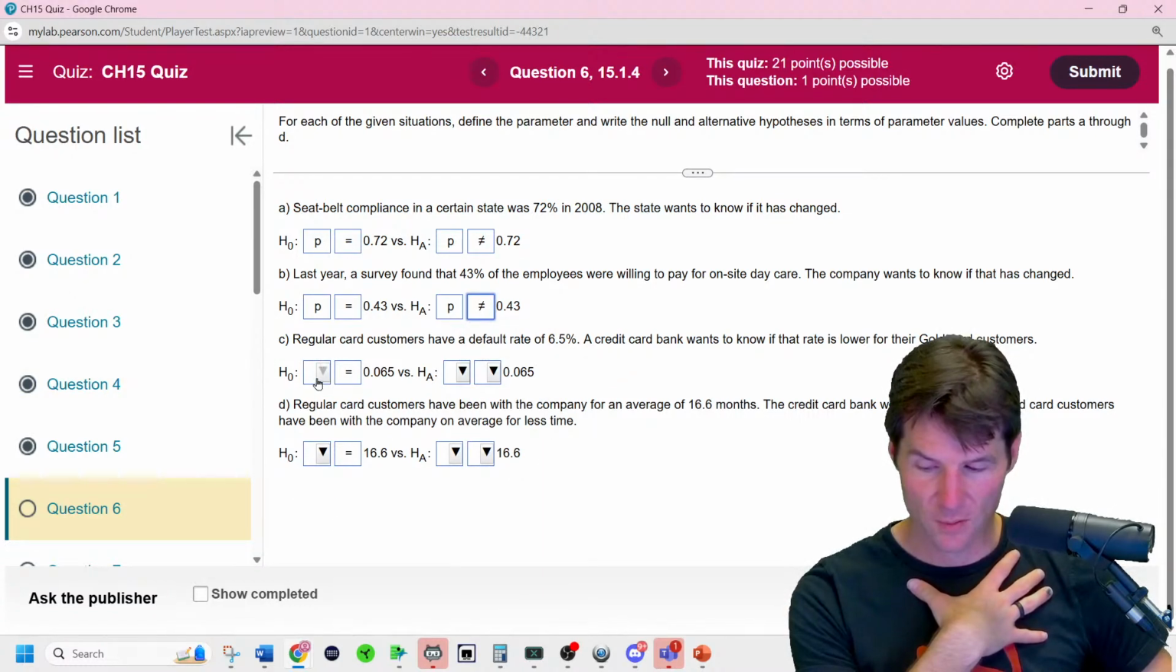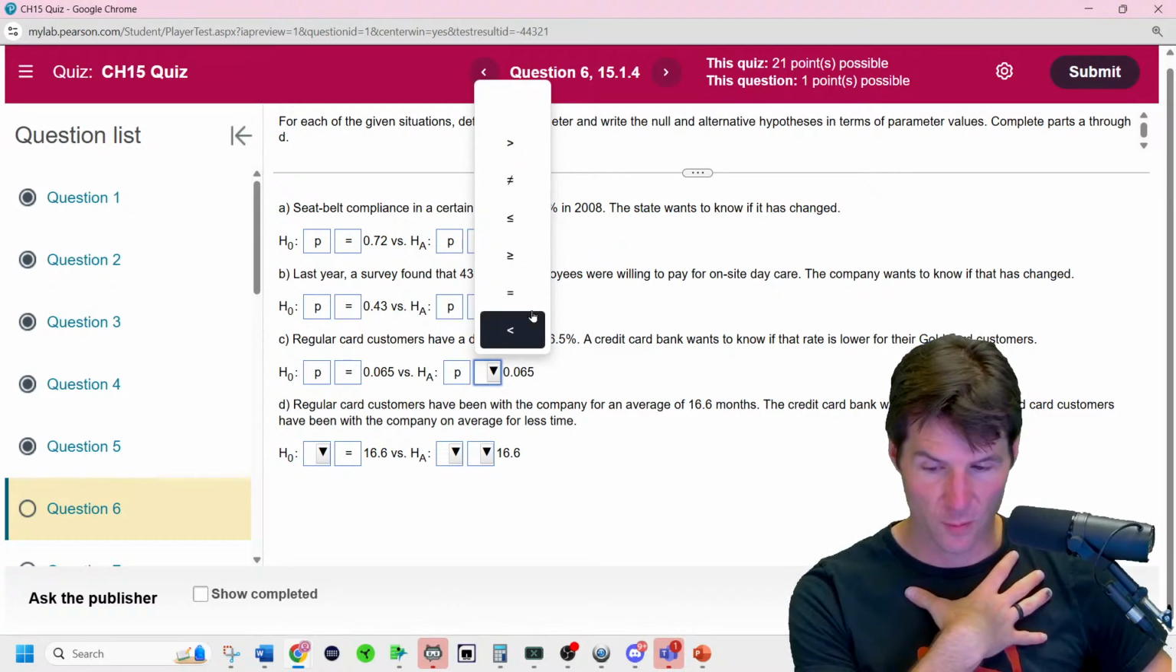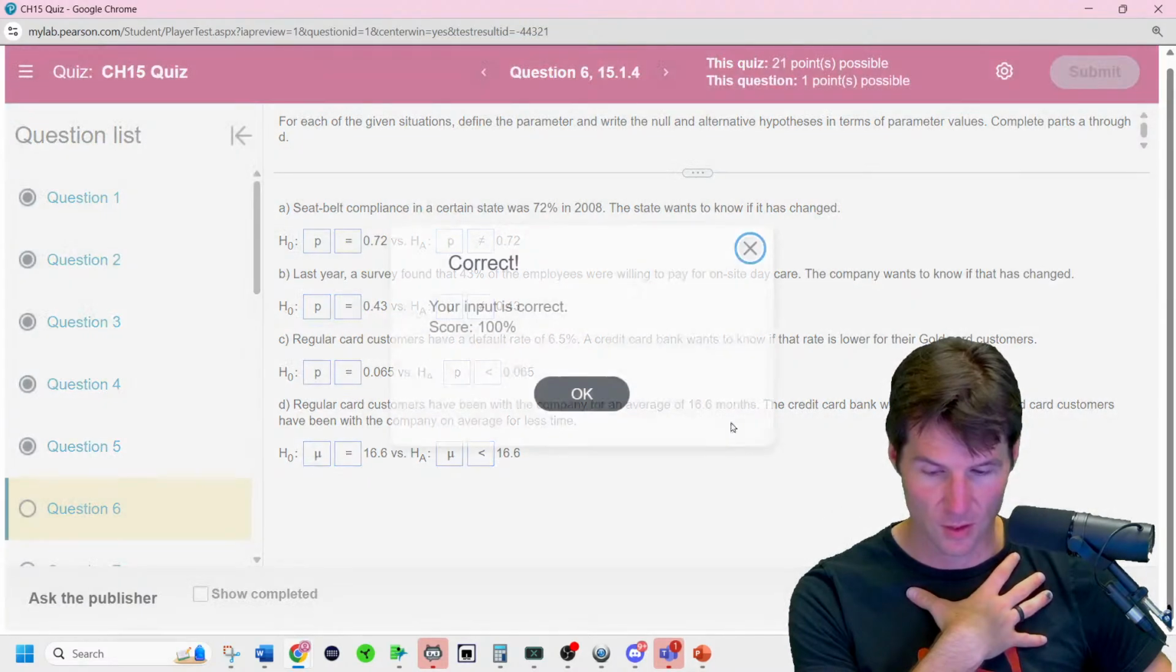Default rate, that's defaulting on your credit card. That's the proportion of people who default, the proportion of people who don't pay. Is it lower for this group? That's going to be less than. Regular credit cards average this, so that's mu because it takes on average this long. They want to know if it takes less time, so on average it takes less time for this group, and that should do it.